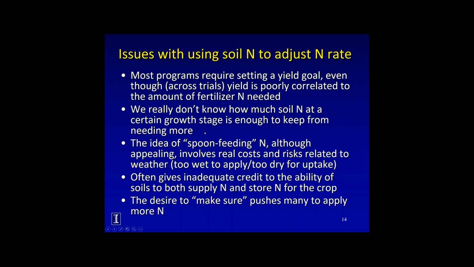And I made that as my second point. We don't know how much soil nitrogen at a certain growth stage is enough to keep from needing more. And I'll show you just a little bit of a sample of what we've done with soil nitrogen during vegetative growth.